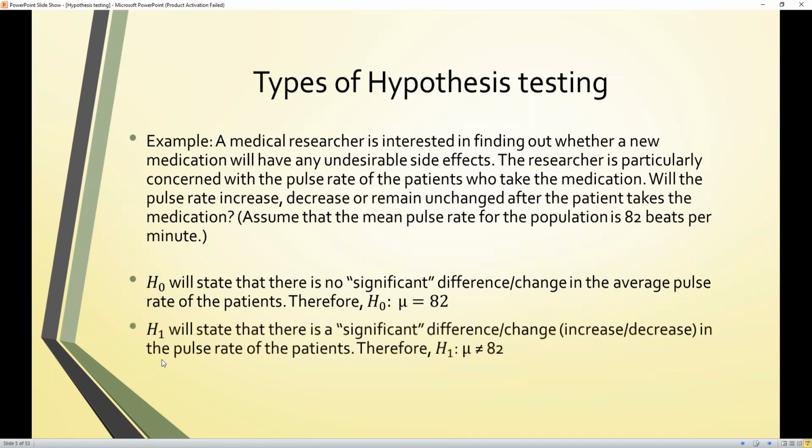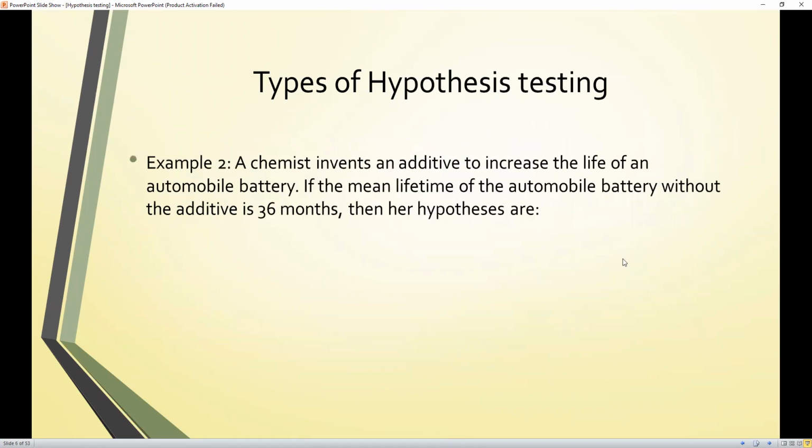Okay, so the alternate hypothesis will state that there is a significant difference or change that would either be an increase or decrease, as long as there is a significant change in the pulse rate of patients. Therefore, we can say that the average is not equal to 82 because there is an increase or a decrease. Okay. Another example: a chemist invents an additive to increase the life of an automobile battery.